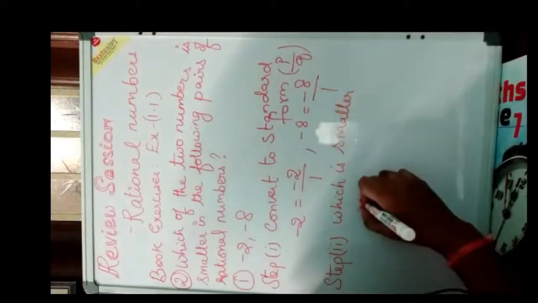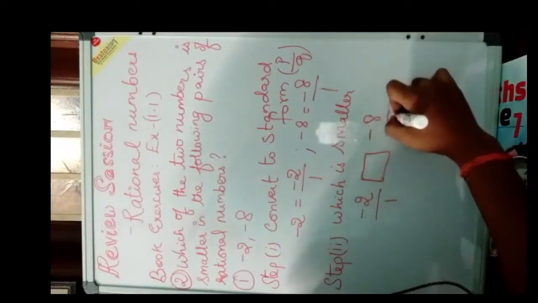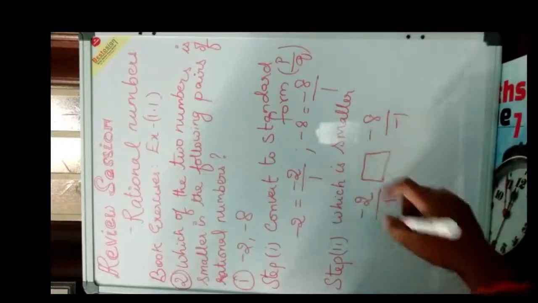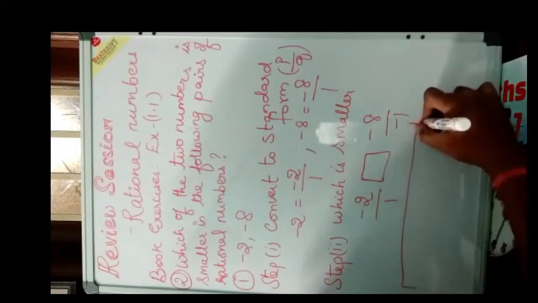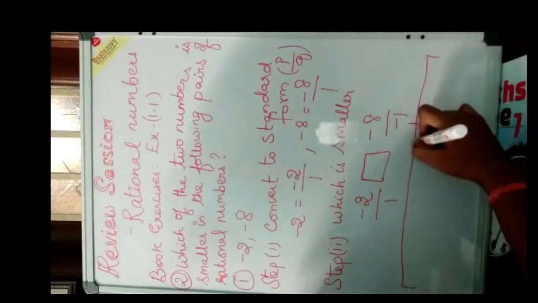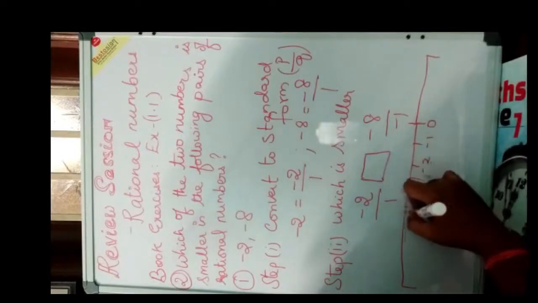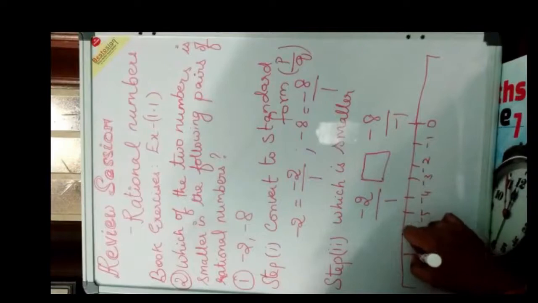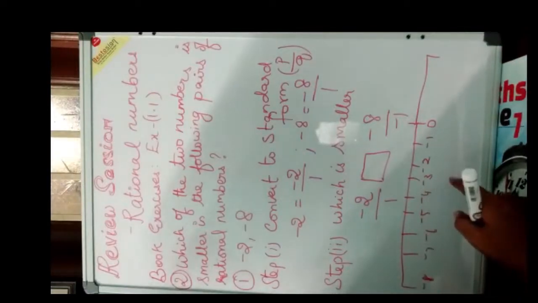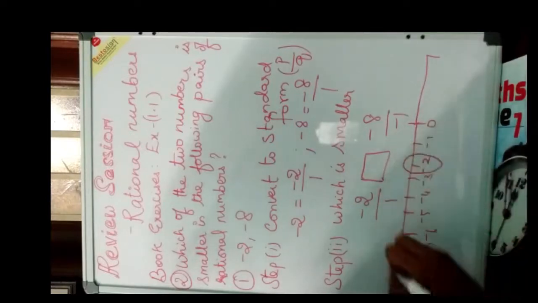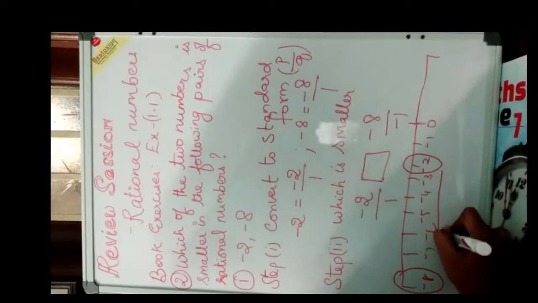Here you can see both the denominators are the same, so I need to consider the numerator alone. Both are negative numbers. If we consider the number line, here 0, minus 1, minus 2, minus 3, minus 4, minus 5, minus 6, minus 7 and minus 8. On the number line, you can see minus 2 here and minus 8 here. If we go like this, it will decrease.